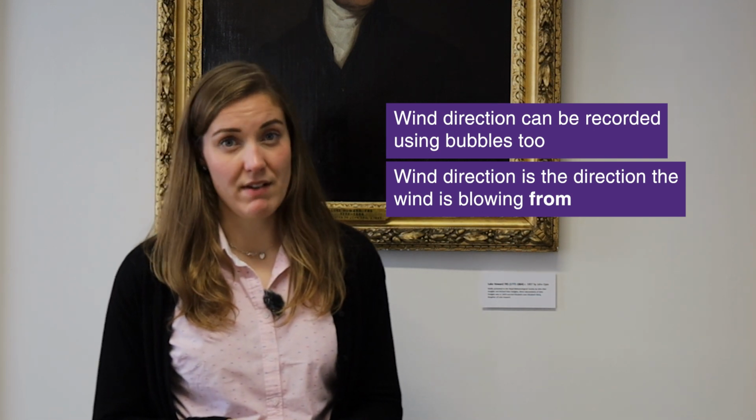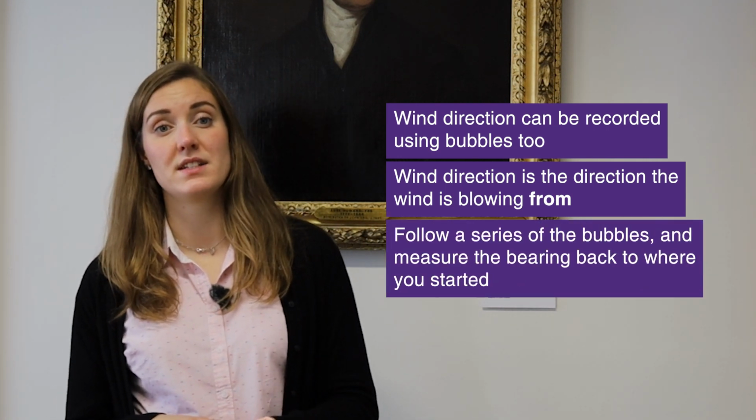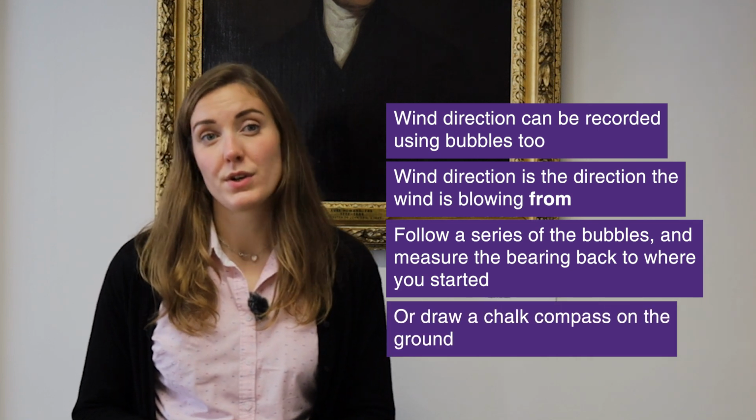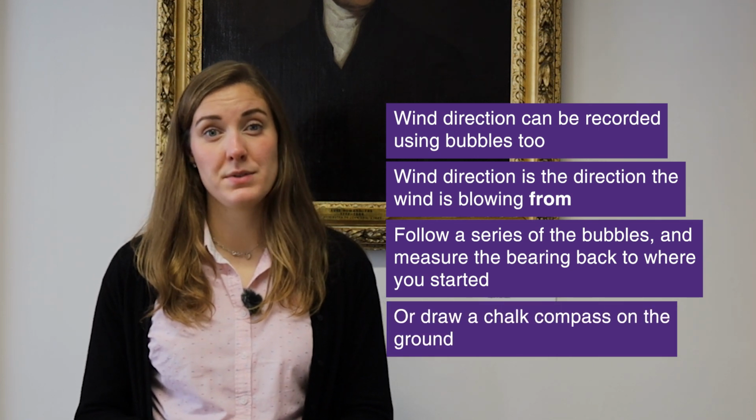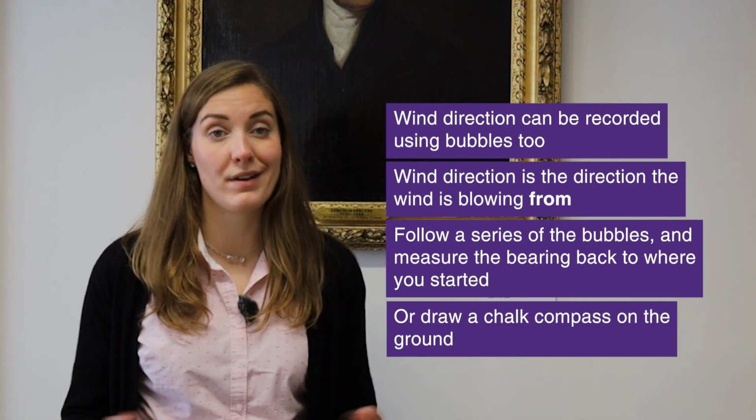So to work out the wind direction, follow a series of those bubbles and measure the bearing back to where you started. Or you could draw a chalk compass on the ground and use this to work out where the bubbles are blowing to and therefore where they're blowing from. There are many other ways of making simple weather vanes to determine wind direction.